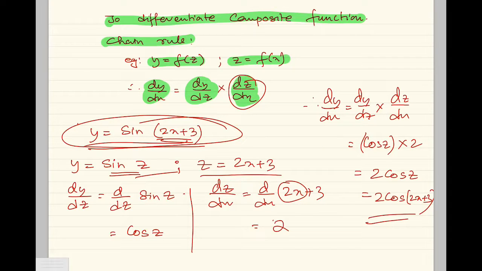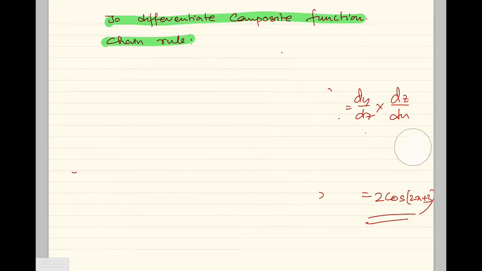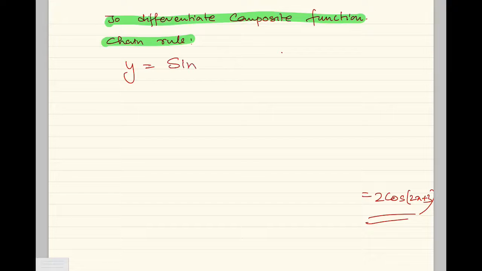So we need to learn a shortcut for the chain rule. What is the shortcut for chain rule? Let me show you. Let me rub this first. The same function, remember the answer, I'm not rubbing the answer here. So this was the answer. The same sum I'm going to do by the shortcut method. So y was sine 2x plus 3, isn't it, everyone? Yes.